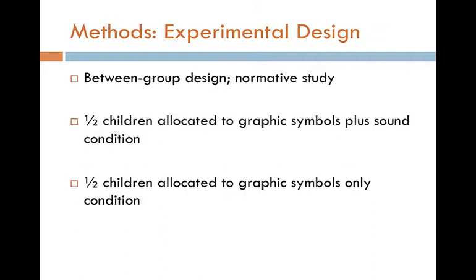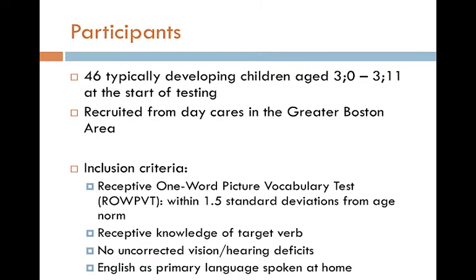This study is a between-group study, or a normative design. Half the children were allocated to the graphic symbol plus sound condition, and the other half were allocated to the graphic symbols only condition. The participants were 46 typically developing children aged 3-0 to 3-11 at the start of testing. They were recruited from daycares in the greater Boston area from the towns of Boston, Waltham, Wayland, Newton, and Swampscott.